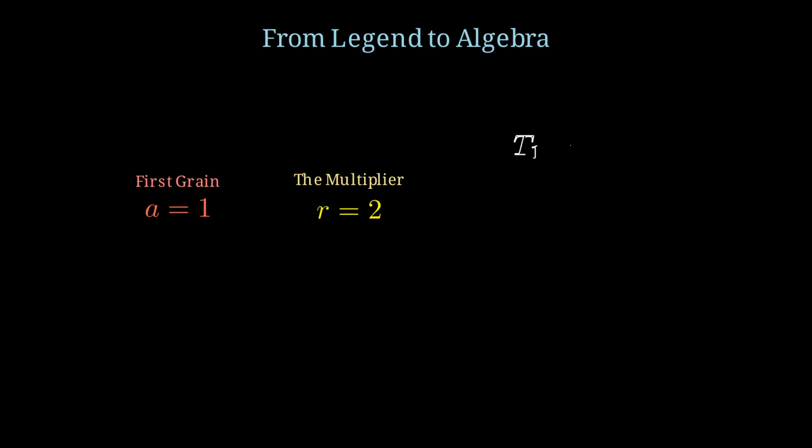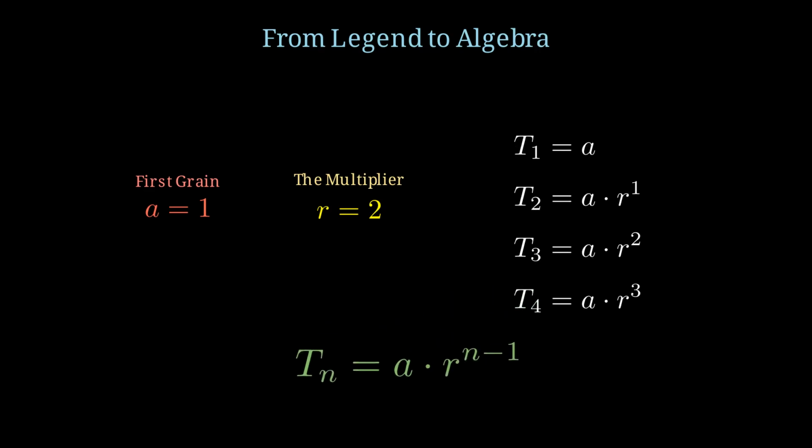Now, notice the logic. To reach the fourth square, we only doubled 3 times. This is why the nth term uses the power n minus 1. The first square has 0 doublings. This gives us our master formula.